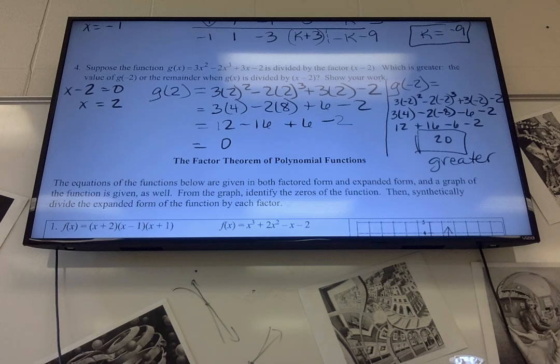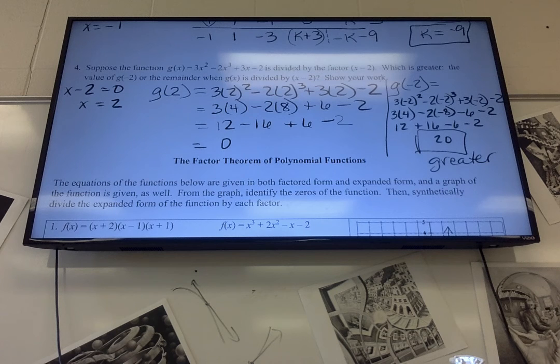The next part talks about the equations. It gives you an equation that's factored out, and it gives you, when it's all multiplied together, and it gives you the graph of the function. Wow, so they gave you everything. From the graph, we're going to identify the zeros.